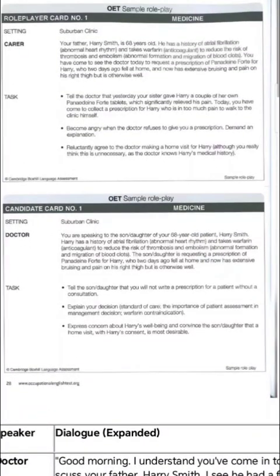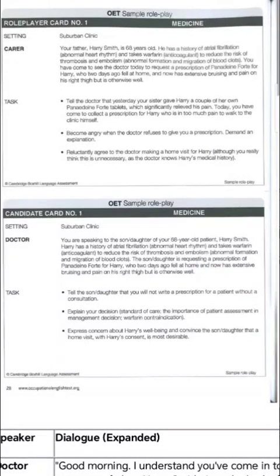He has a history of atrial fibrillation, abnormal heart rhythm, and takes warfarin, an anticoagulant, to reduce the risk of thrombosis and embolism, the abnormal formation and migration of blood clots. You have come to see the doctor today to request a prescription of Panadeine Forte for Harry, who 2 days ago fell at home and now has extensive bruising and pain on his right thigh but is otherwise well.